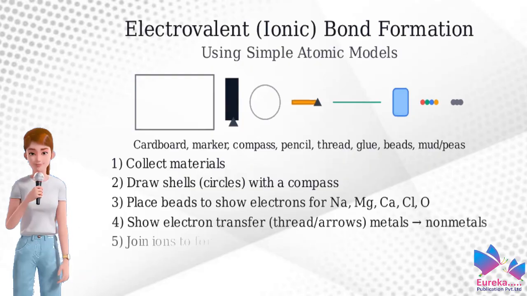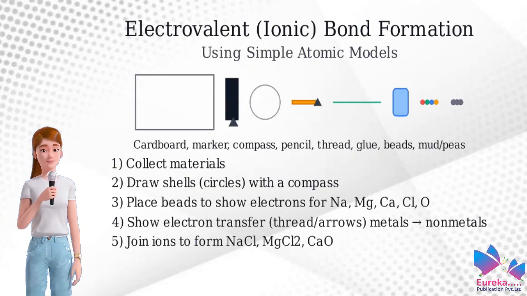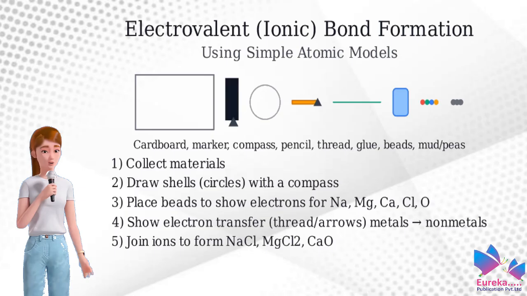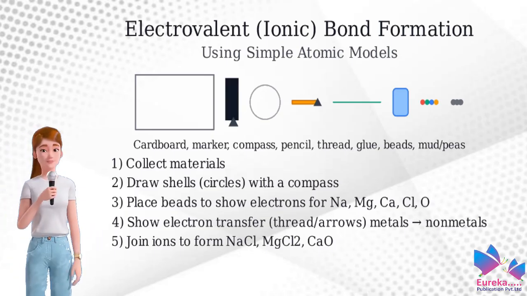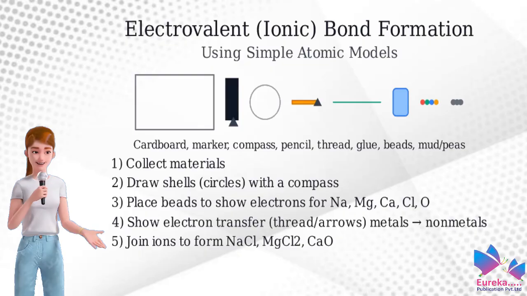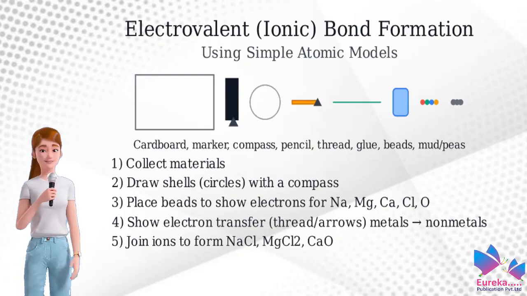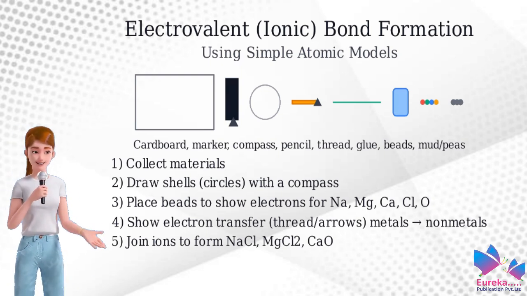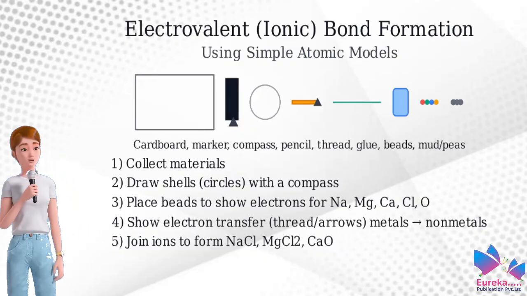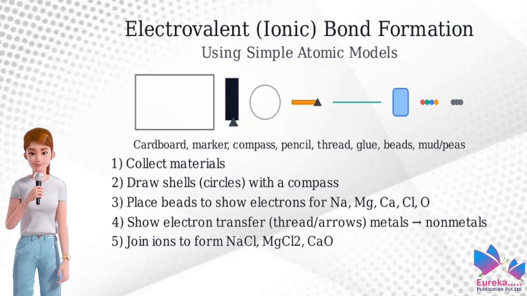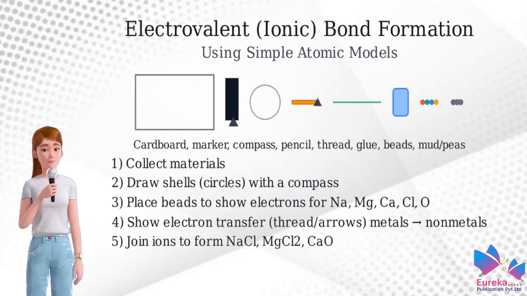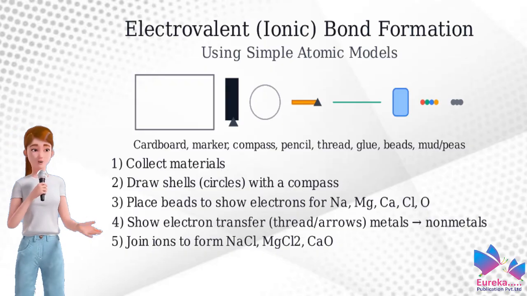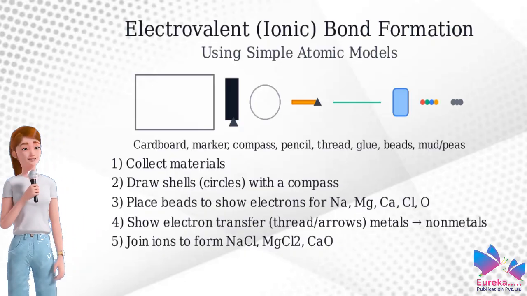Procedure: 1. Collect all the materials. 2. Draw circles on the cardboard using the compass to represent electron shells. 3. Prepare atomic models of sodium, magnesium, calcium, chlorine, and oxygen by placing colored beads for electrons on each shell. 4. Show transfer of electrons from the metal atoms, such as sodium, magnesium, or calcium, to nonmetal atoms like chlorine or oxygen using thread or arrows. 5. Join the atoms to represent the formation of ionic compounds, such as NaCl, MgCl2, and CaO.